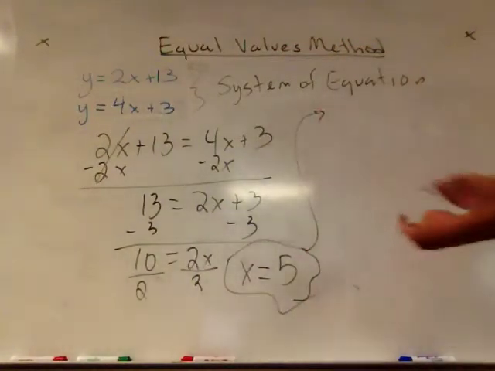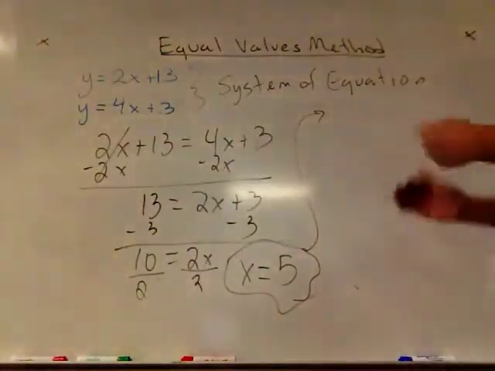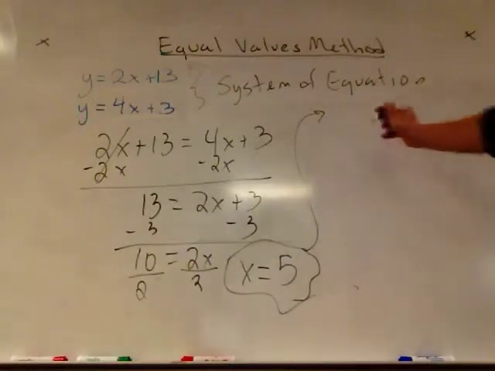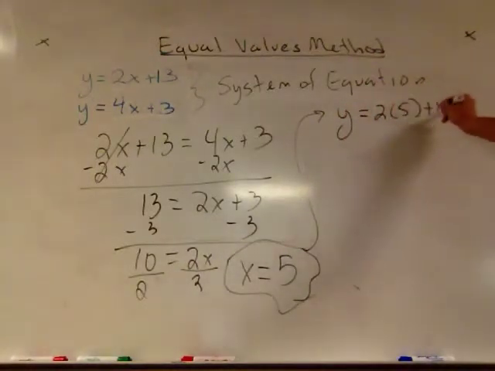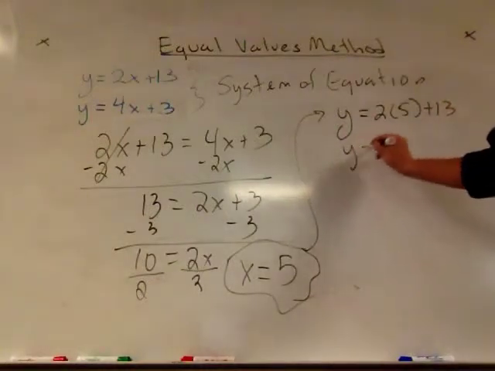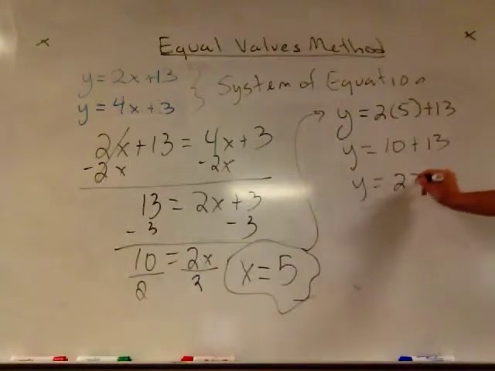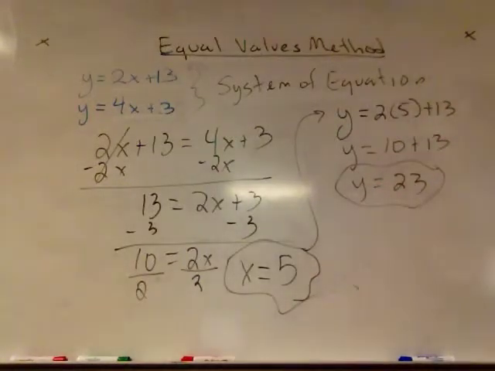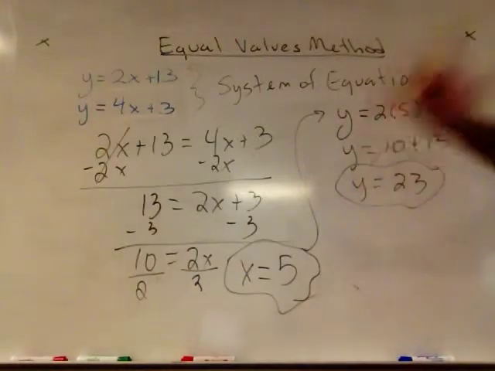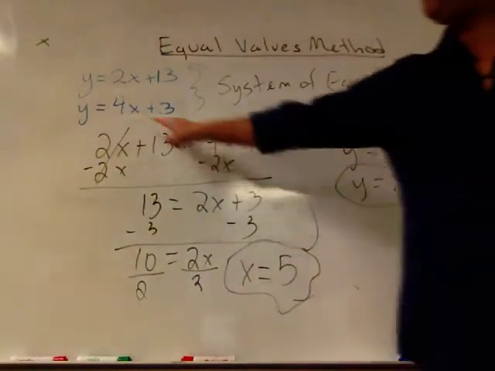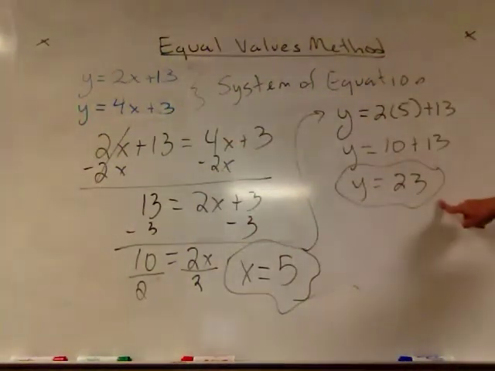Now, the whole point of this is that when I plug in 5, I'm going to get the same y value. Let's pick one and see what y value pops out. I'm going to pick the first one. So 2 times 5 plus 13 is going to give us 10 plus 13, so y equals 23. What should happen is if I plug x into the bottom one, I should also get 23. So 5 times 4 is 20, plus 3 is, hey, it's 23.